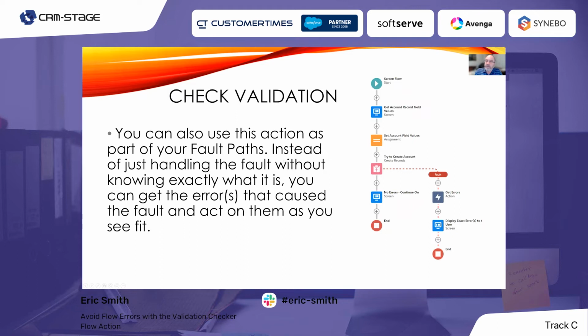Another way you could use this is you could put it after an error would have occurred as well. So you could put this action in your fault path. So if you did have a fault, say when you were trying to create a record, as we see here in this flow, you can then have it in your fault path to get more information that you can present back to the user. So you can use this validation checker action even after the fact in your fault path to say, okay, what were the errors? Send them back to the flow so I can let the user know exactly what happened and why we followed the fault path in this particular flow.